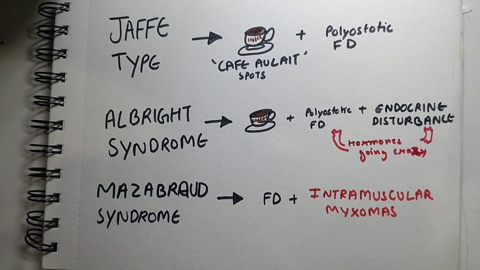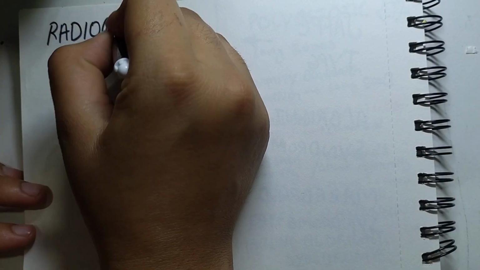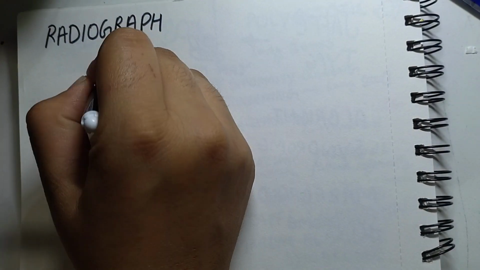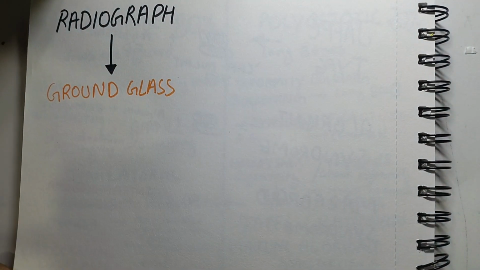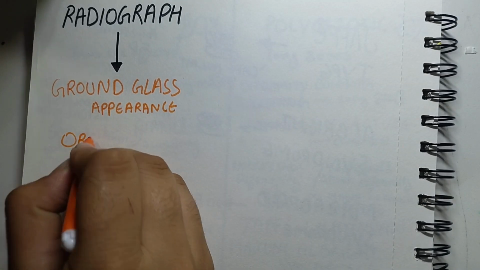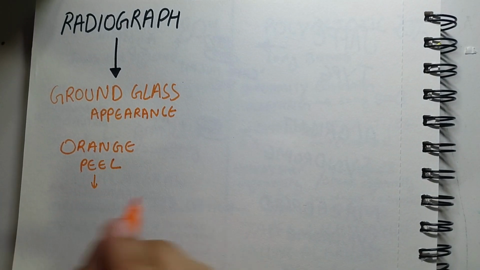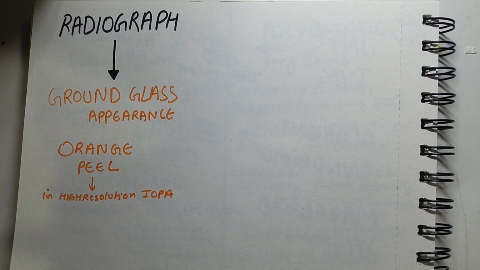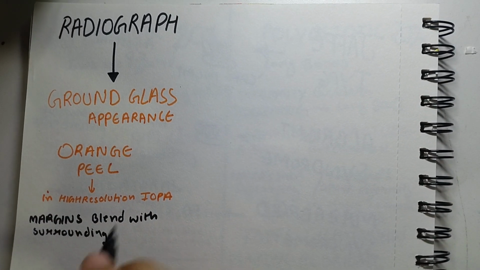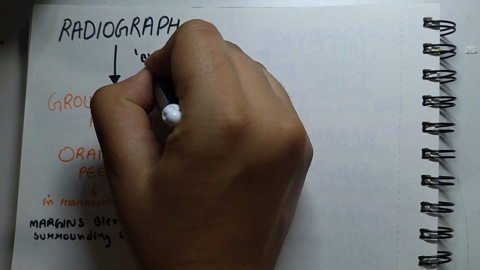Now, let's look at the radiograph. How does fibrous dysplasia look in the radiograph? We all know it is known as the blending lesion of the bone because it fuses into the surrounding tissue and it is very hard to demarcate the line. In radiograph, it appears as ground glass appearance or frosted glass, and in higher resolution, it appears as orange peel. There is a thinning of cortical bone.